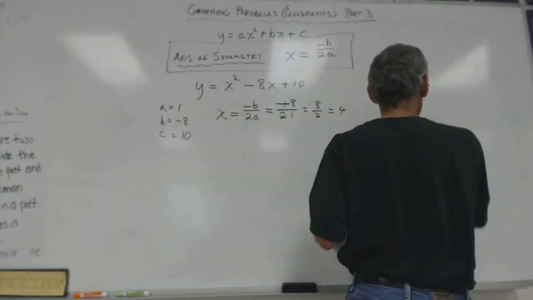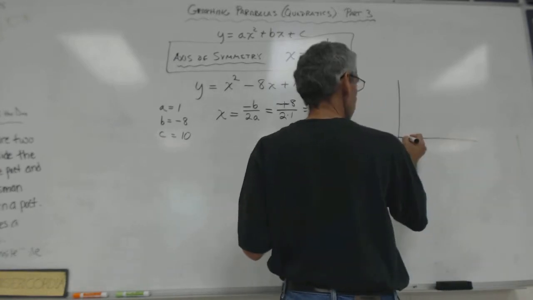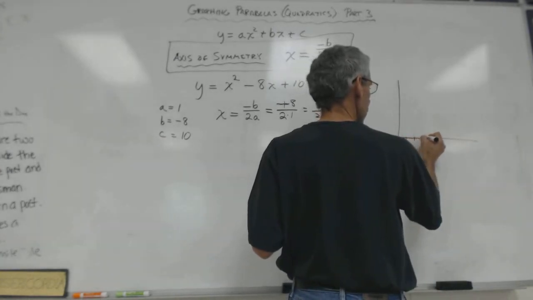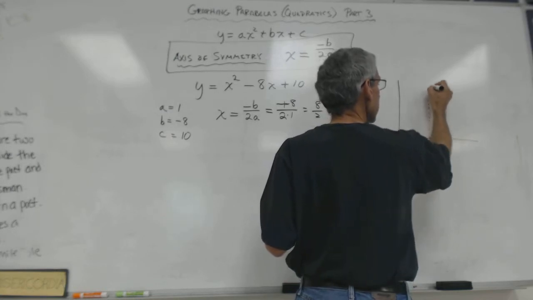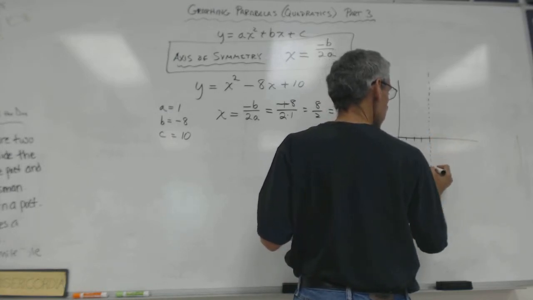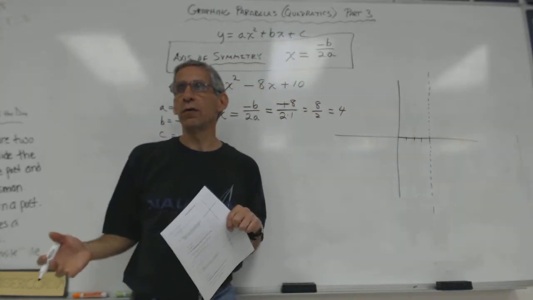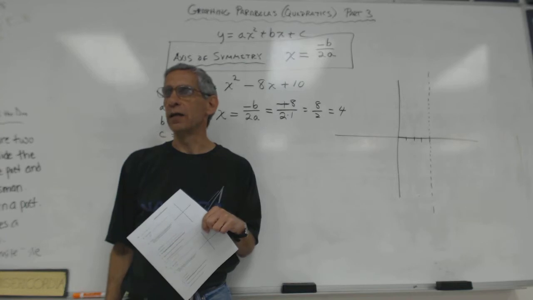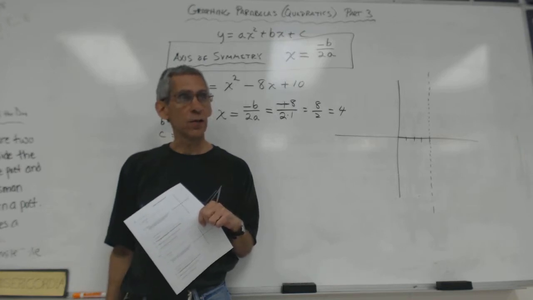So on my graph, I'm going to go over 1, 2, 3, 4, and I'm going to put a dotted line vertically here. What do I know now about that dotted line? That's the axis of symmetry. And what do I know is on it? The vertex is on it. It's somewhere on that line.